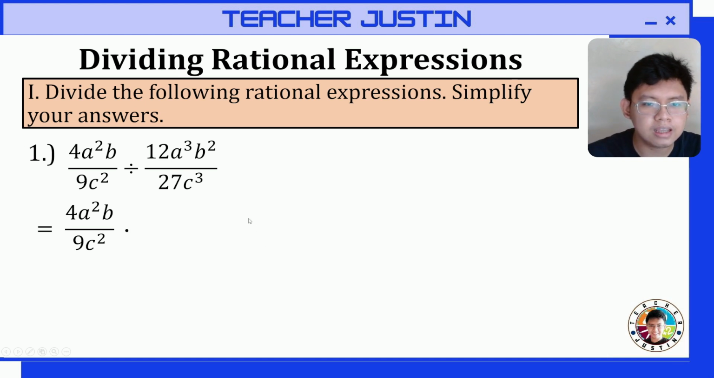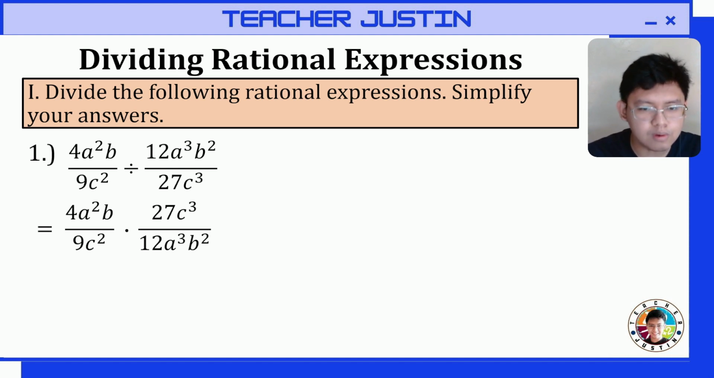Tapos, yung ating 12a cubed b squared over 27c cubed, we will get the reciprocal of that. So, kunin natin yung reciprocal niya. That will give us 27c cubed over 12a cubed b squared. Then, let's apply factoring. So, i-factor natin yung ating numerator and denominator. So, knowing that we have monomials for our numerator and denominator, let's apply prime factorization para mas madali tayong mag-cancel.